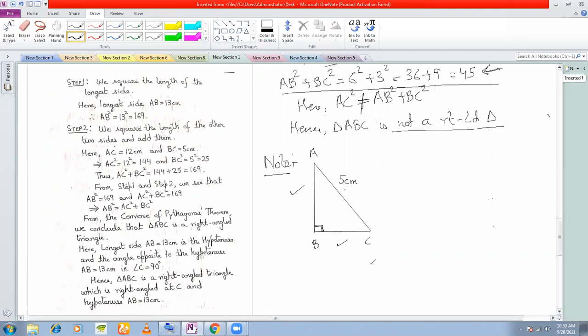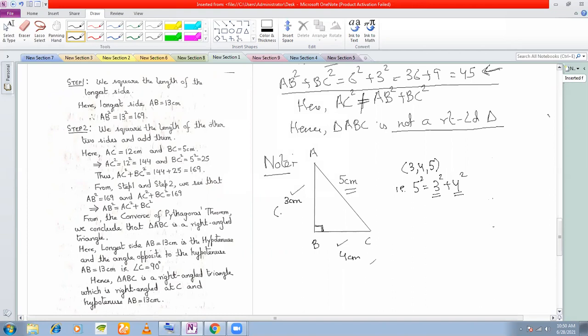You see that the hypotenuse here is 5. In class 8, you have seen that 3, 4, 5 is a Pythagorean triplet, right? That is, you know that 5 square is equal to 3 square plus 4 square, isn't it? This is what you have done back in class 8. Therefore, you can say that this side is 3 centimeters and this side is 4 centimeters. Or you can take the other way around also.